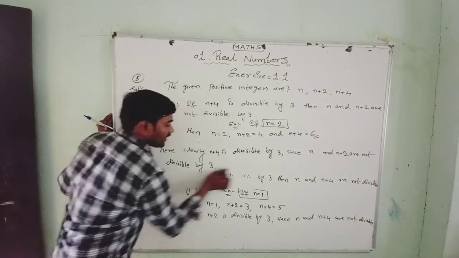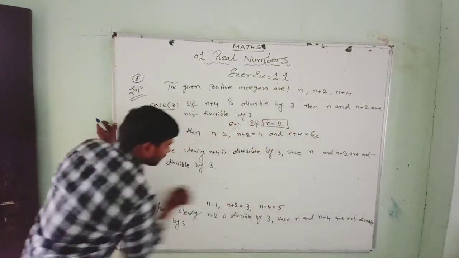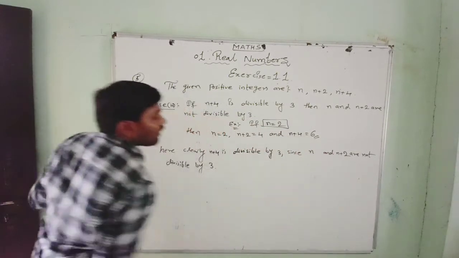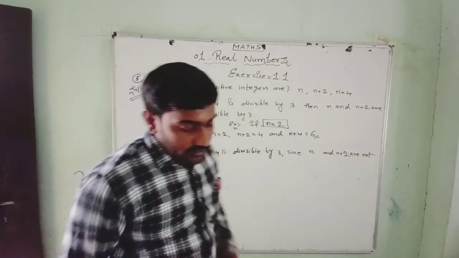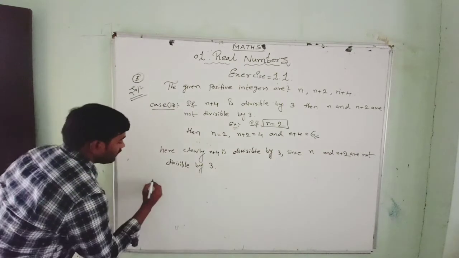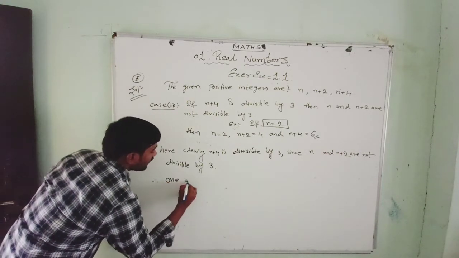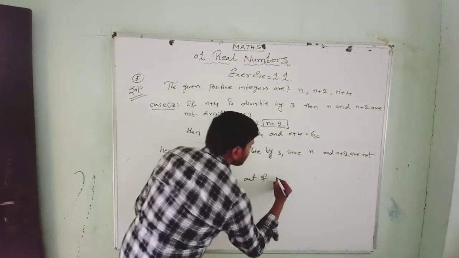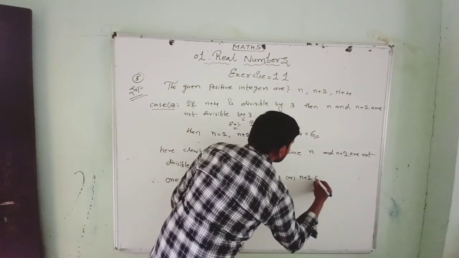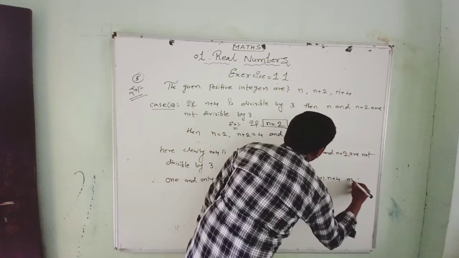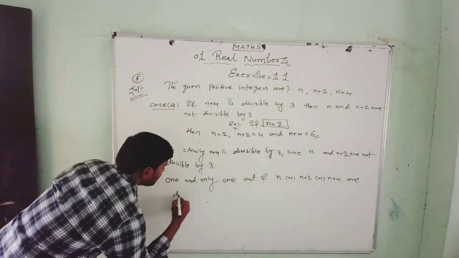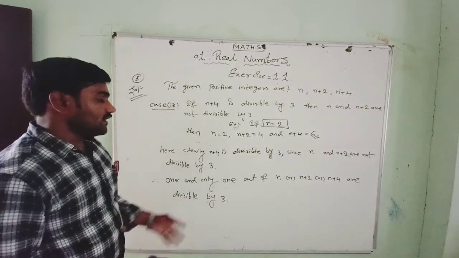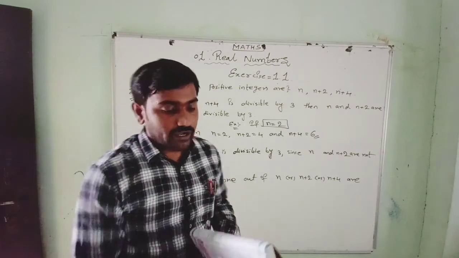Hence we can write that therefore one and only one out of n, n plus 2 or n plus 4 is divisible by 3, when n is any positive integer.